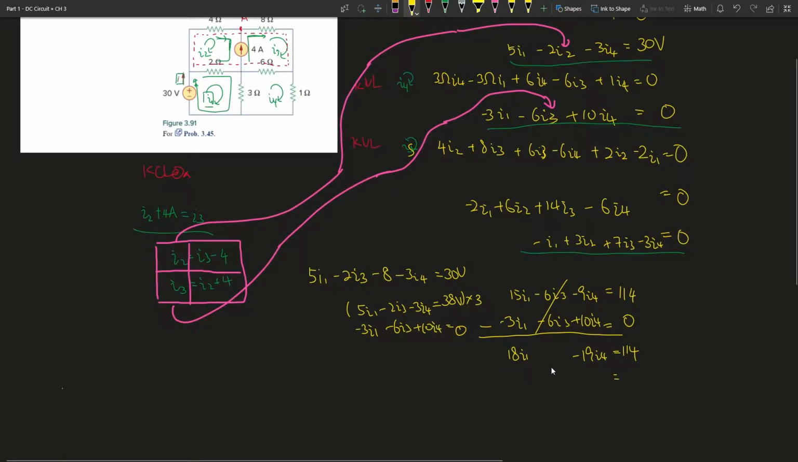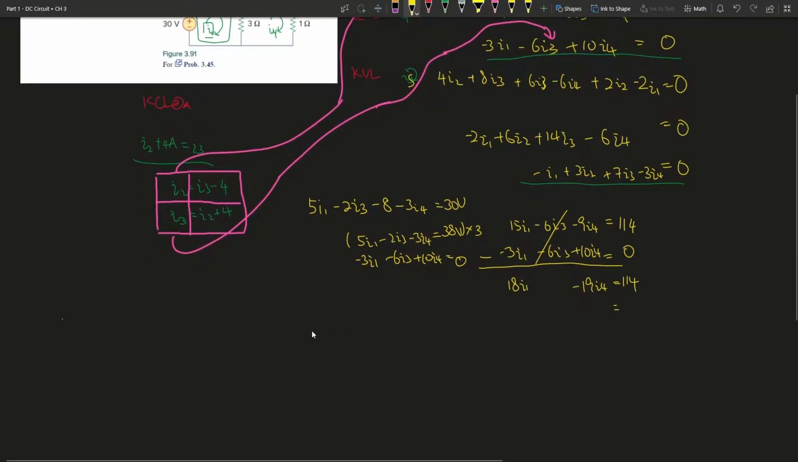We have to represent everything in terms of I1, right? So that's not enough. Then we will move on to this one. Okay, so we can still plug this in and see where it takes us.